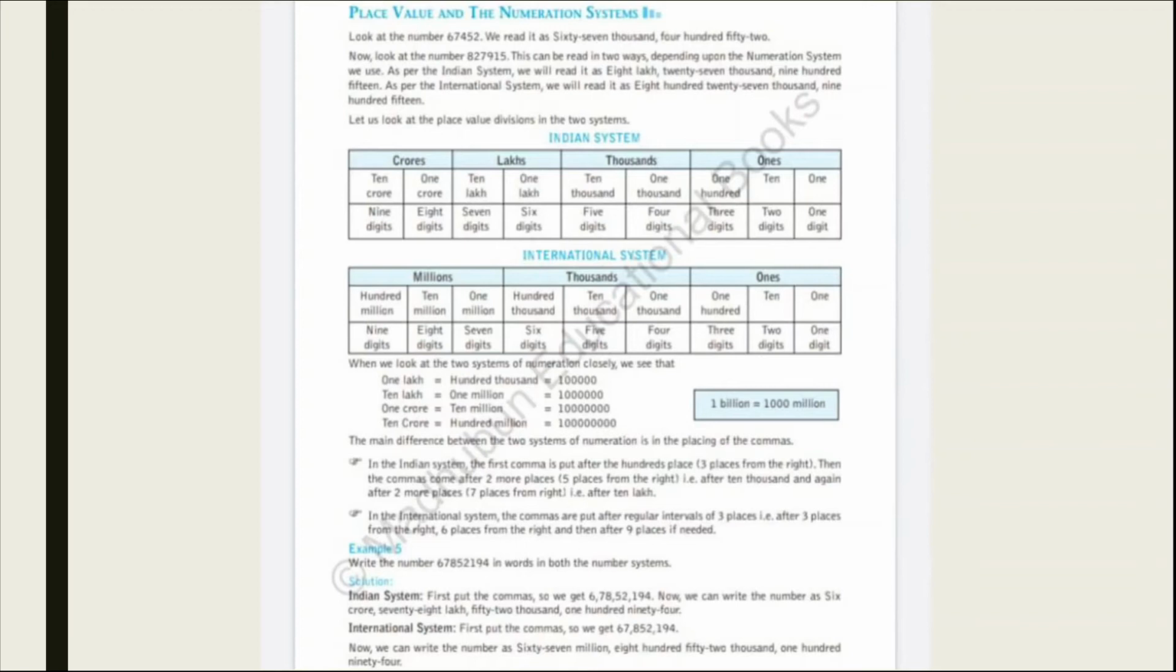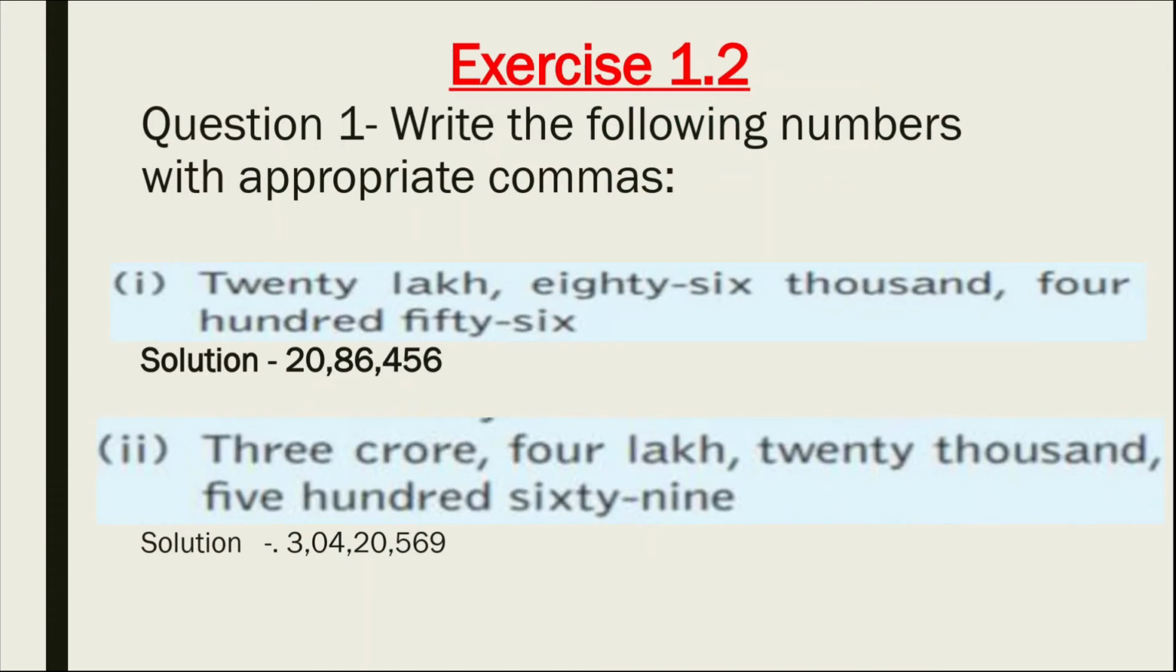Now in the international system we regularly use a comma after 3 digits. Now we will do exercise number 1.2.